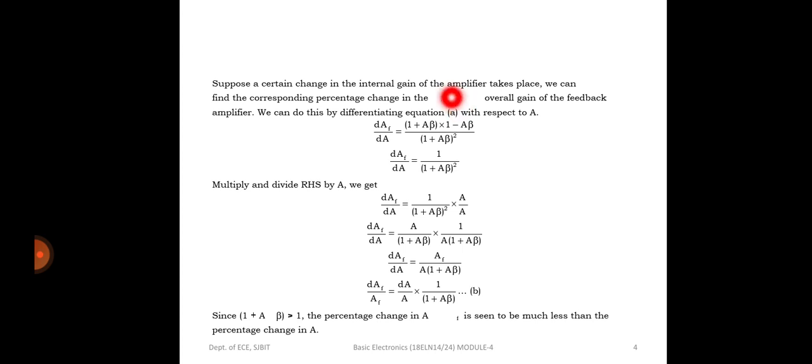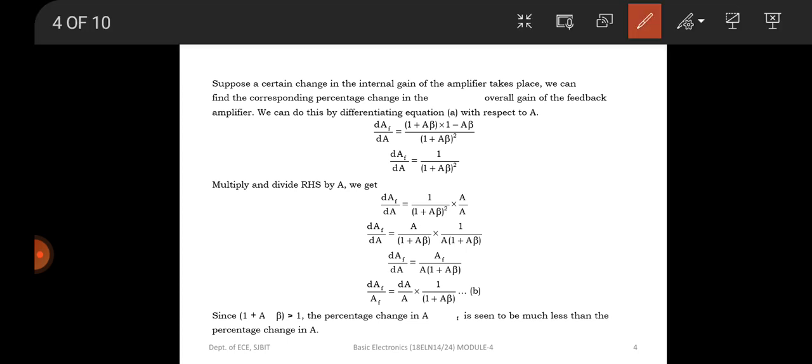Suppose there is a certain change in the internal gain of the amplifier. We can find the corresponding percentage change in the overall gain of the feedback amplifier by differentiating the equation with respect to A. So we have the expression AF equal to A by 1 plus A into beta.